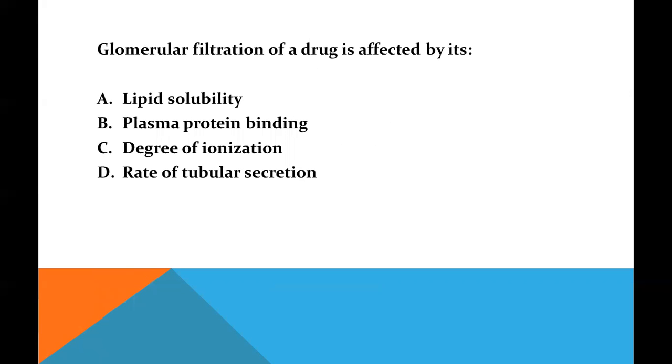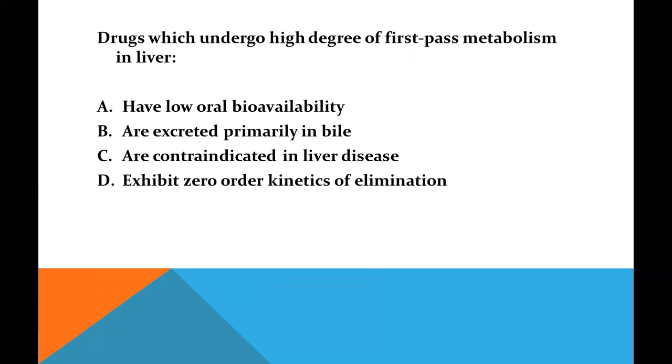Now moving to the next question. Glomerular filtration of a drug is affected by its. So the options are lipid solubility, plasma protein binding, degree of ionization, and D is rate of tubular secretion. So the correct answer is option B, plasma protein binding. So GFR of a drug is affected by its plasma protein binding capacity.